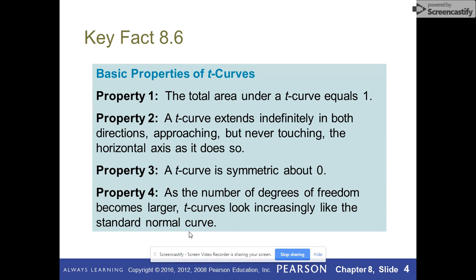So these are the properties that we already discussed, right? Except we didn't talk about the total area under a t curve equals 1. That was the same property we had with a z curve. Again, the t curve extends indefinitely in both directions and never touches the horizontal axis. It's symmetric about 0. And as the degrees of freedom become larger, the t curve looks more and more like the standard normal, which is a great property for it to have.